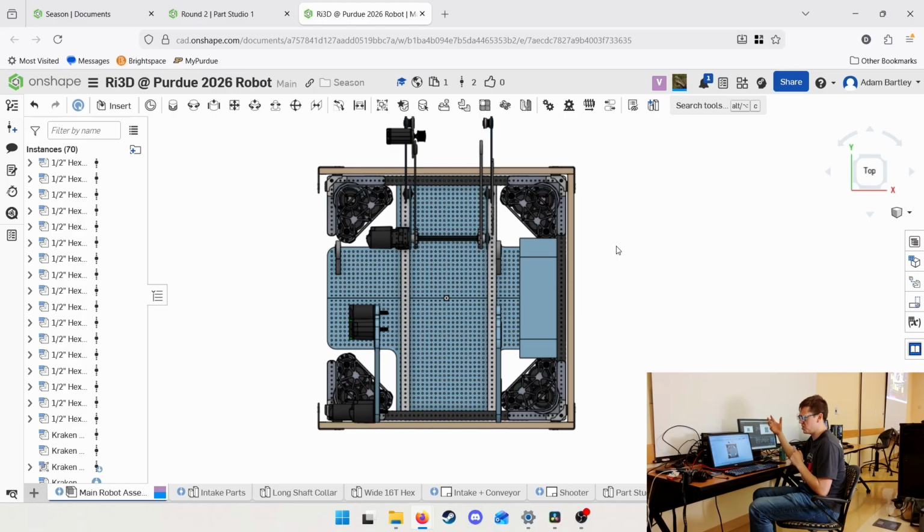Ballpark numbers based off some calculations and some gear ratios is that our level 3 climb should take roughly 9 to 10 seconds, which means you can still play a lot of end game, finish your cycles, and then just race back for a climb at the very end.